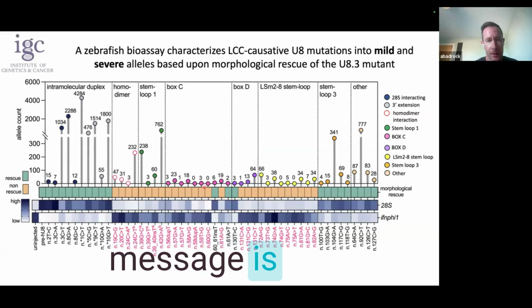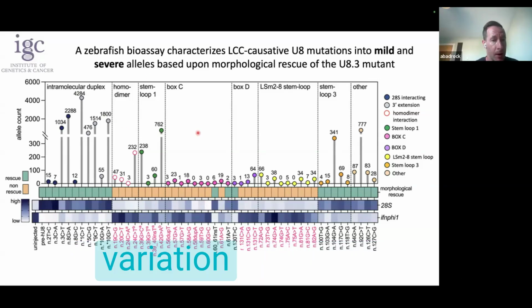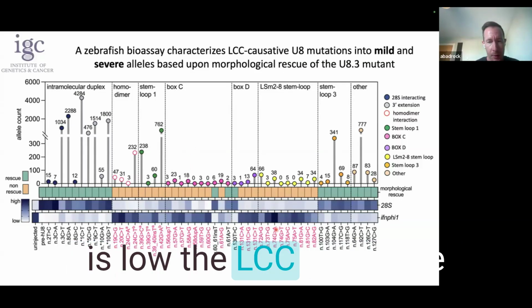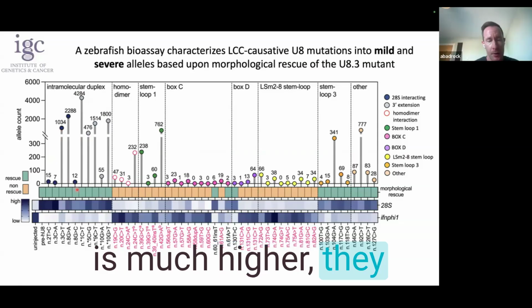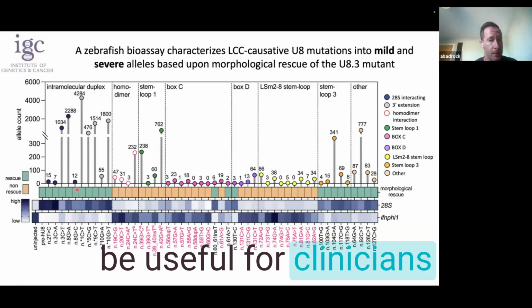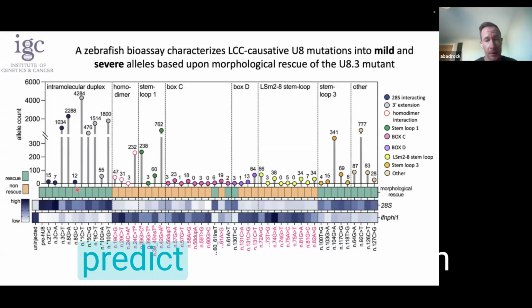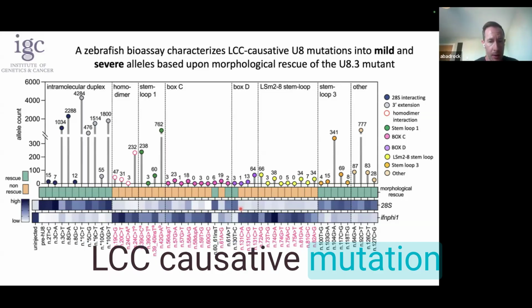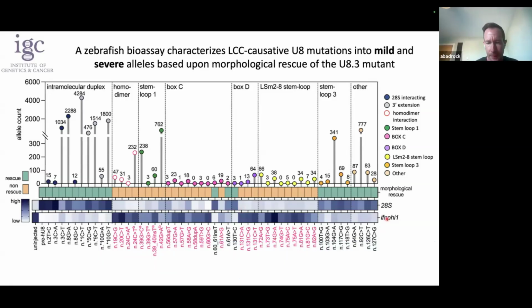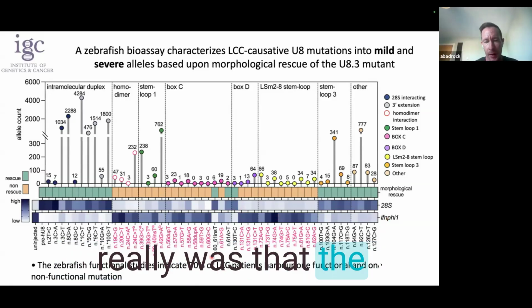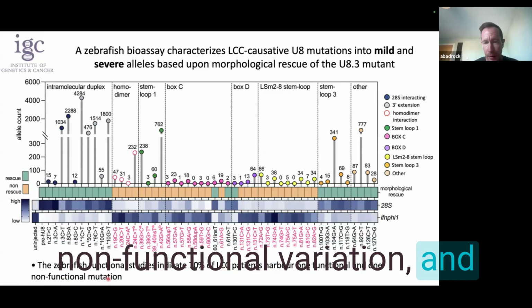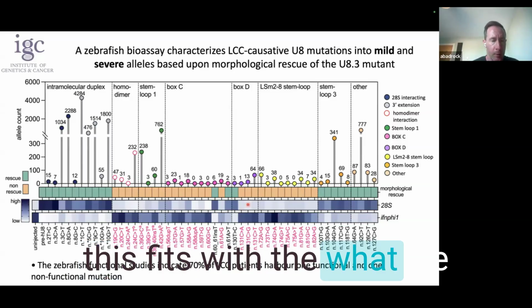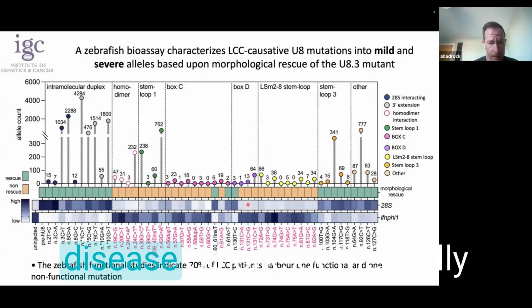But the take-home message is, top panel here is showing sequence variation in the human population. And we tend to find that where variation is low, the LCC causative variations don't tend to rescue the mutant, but where sequence variation is much higher, they do. And we think this might be useful for clinicians and potentially developing algorithms that can predict whether or not an LCC causative mutation is mild or more severe. But the take-home message really was that the vast majority of patients seem to have one functional or one non-functional variation. And this fits with what we call the biallelic nature of the disease.